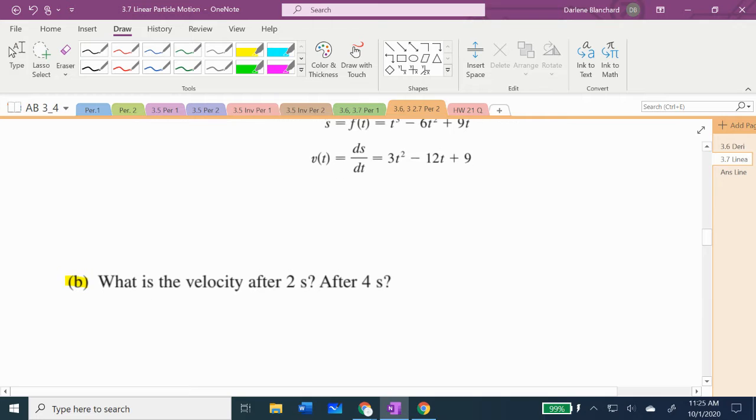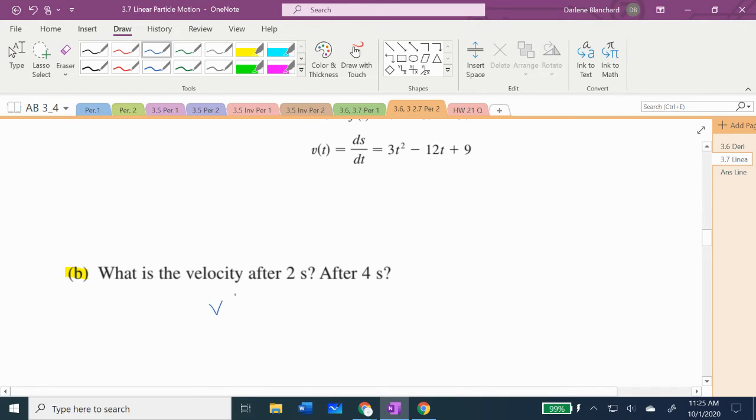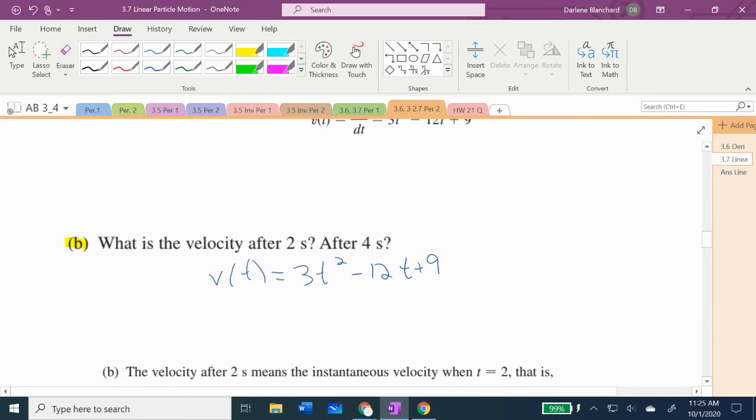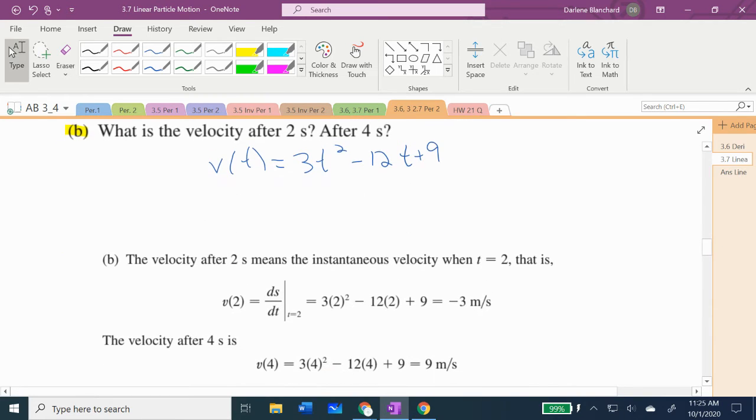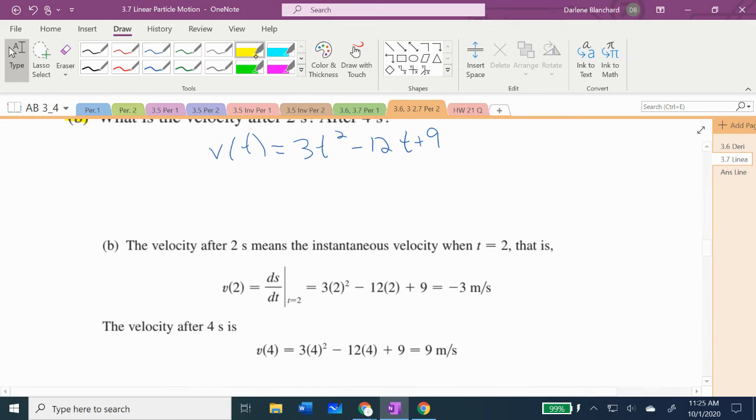Since I've already found the velocity function to be 3t squared minus 12t plus 9, the only thing I'm doing is I'm plugging 2 into t, a little arithmetic, plugging 4 into t, and a little arithmetic. So I end up getting these two answers, provided that I can add. Ha ha ha ha. That's always sometimes amusing.